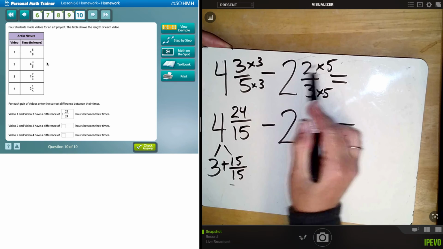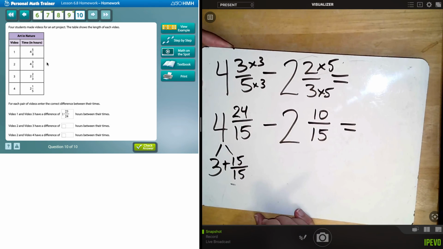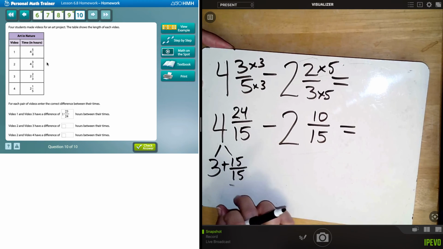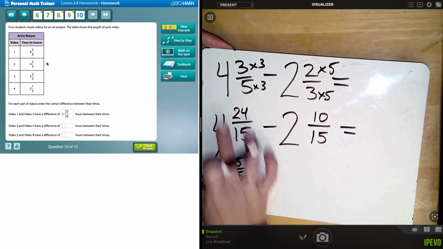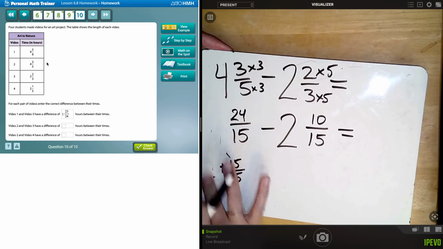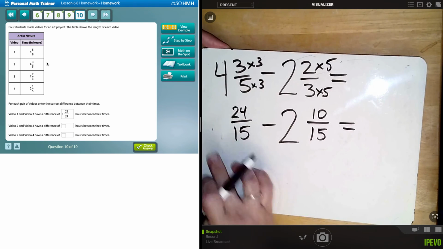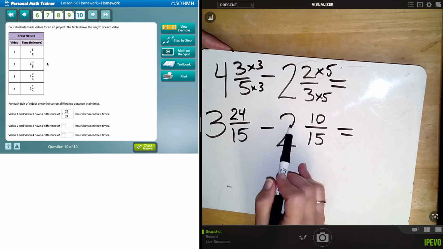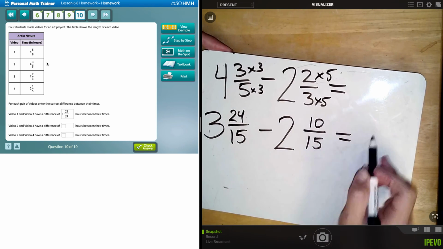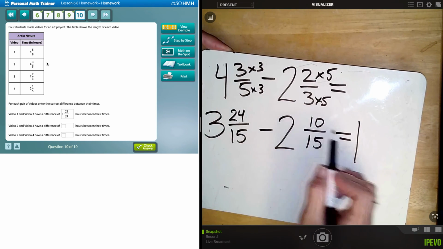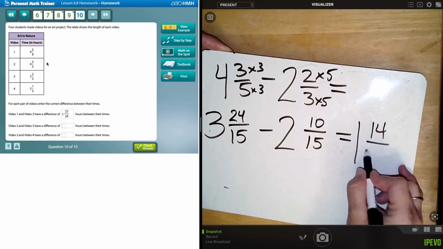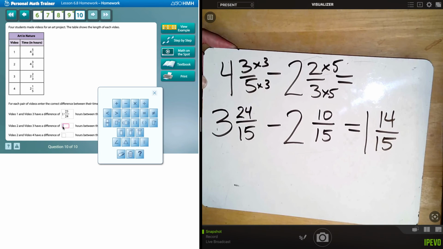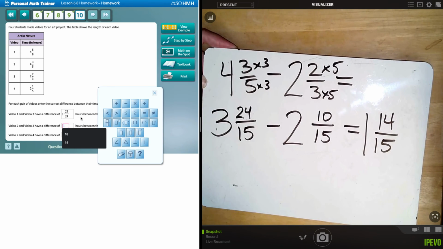It's really good to try to catch your errors. So I didn't actually have to regroup that, did I? Or did I? No, I did. I'm going to keep it that way. Yep. And so my whole number here is 3. 3 and 24/15 minus 2 and 10/15 equals 3 minus 2 is 1. 24 minus 10 is 14. So 1 and 14/15. These fractions are a mouthful.